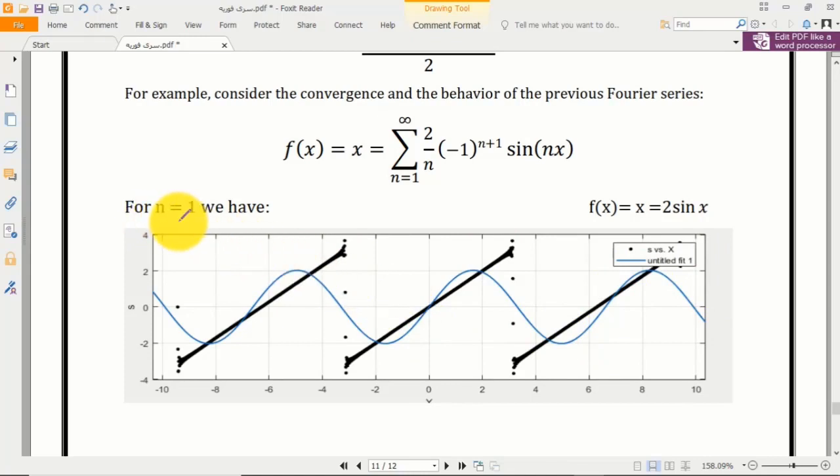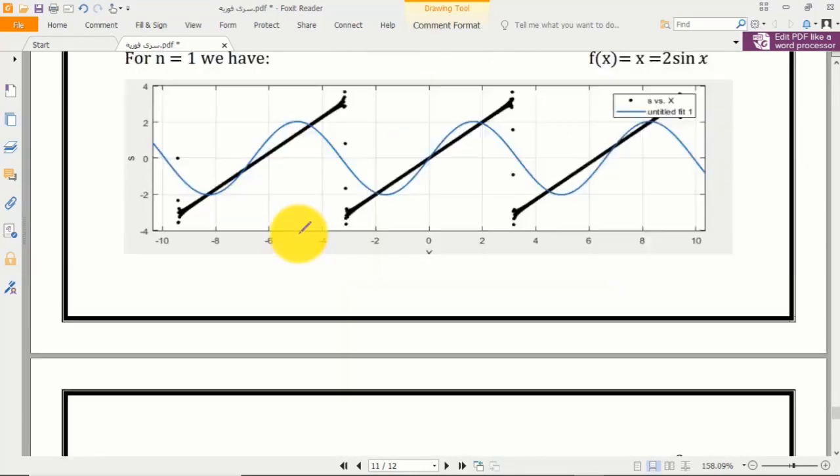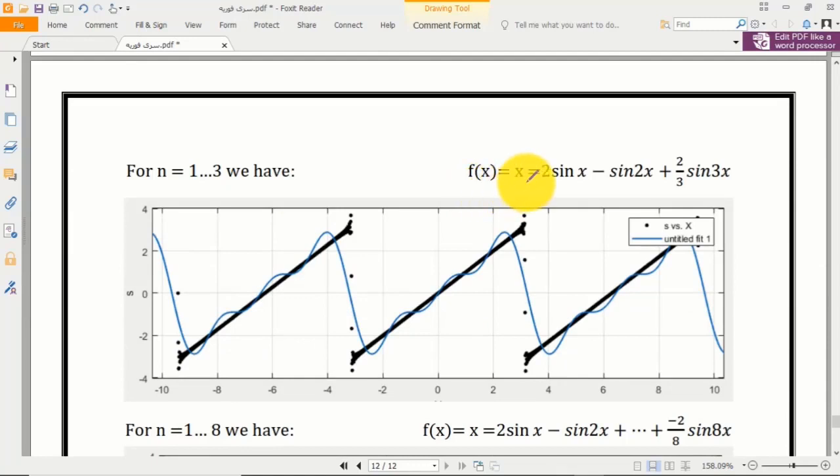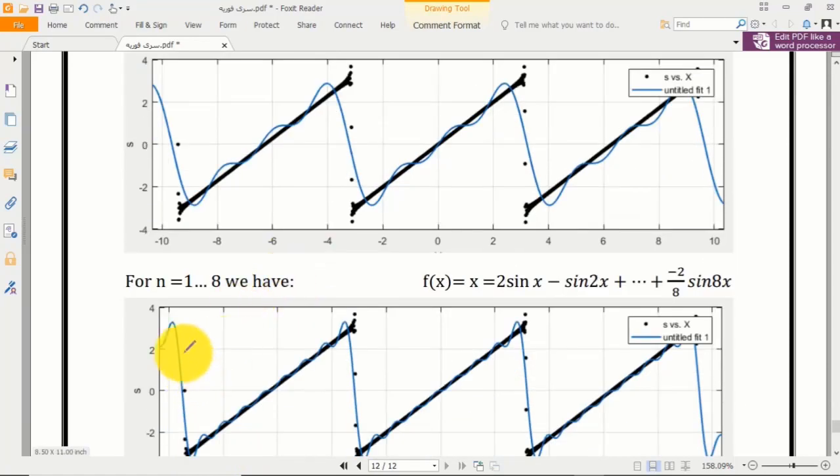Let's try something new. I'm going to increase n. For example, I assume n is equal to 3. So I have to write 3 terms of this function. Well, I'll get f of x equal to the first 3 terms of the Fourier series. By plotting them, this blue graph represents it. If I add up more terms, for example, the first 8 terms, I will have another blue graph. There are some distinct graphs, and there is a difference in the convergence.